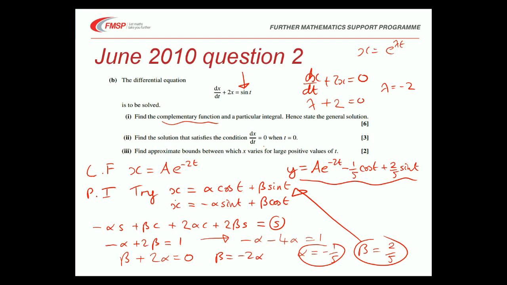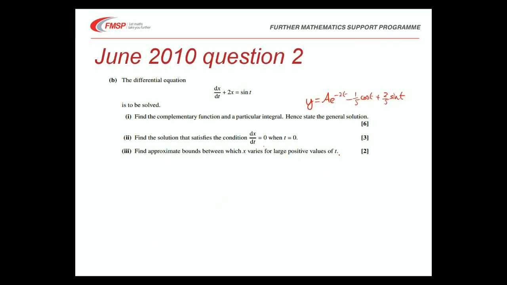So what happens next in the rest of the question is quite predictable. It looks like they're going to give us some conditions, and then they quite often, this has happened again, are asking us about large positive values of t. So what happens to the behaviour of the solution as time goes on? They quite often ask things like this. Let's look at part 2.